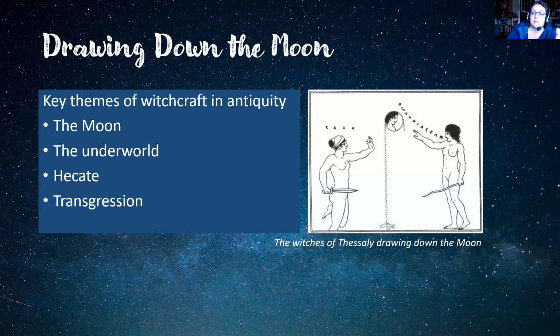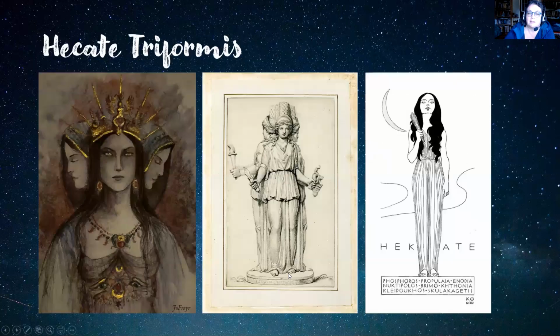Later, as we will see in future episodes, paganism and witchcraft came to be conflated. But in the actual antique period, when we have multiple different pagan religions going on, witchcraft is seen as a transgressive activity. So I think it's important to bear that in mind. So let's have a look at Hecate, the goddess of witchcraft.